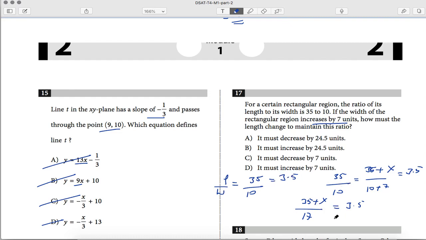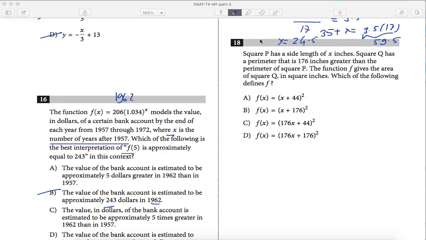So if we actually solve this, I'm going to multiply both sides of the equation by 17. We get 35 plus x equals 3.5 times 17. If we do this, this is 59.5. Subtracting 35 from both sides of the equation, we get x equals 24.5. And that's exactly choice B. It must increase by 24.5 units.